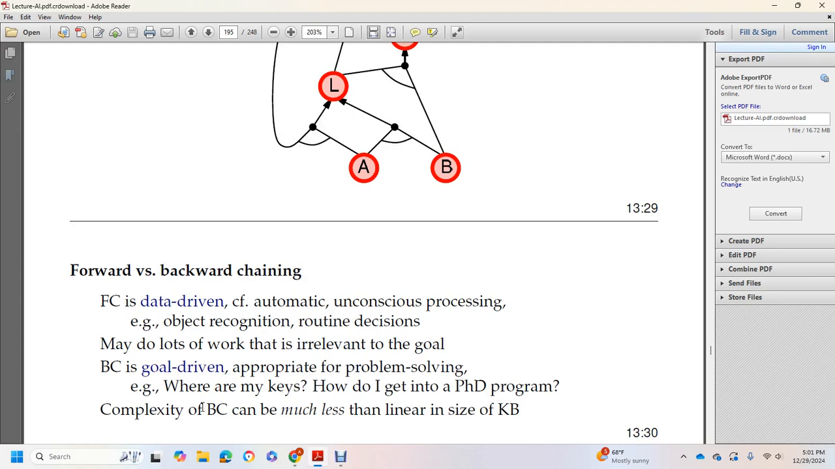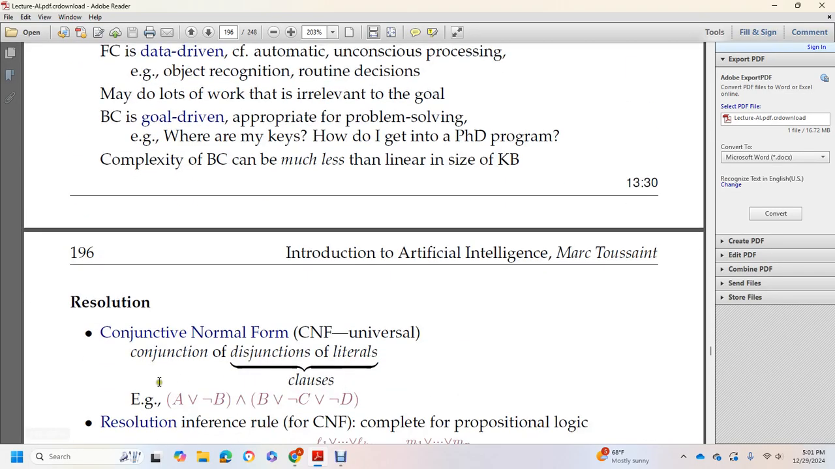Forward chaining is data-driven, for automatic, unconscious processing such as object recognition and routine decisions. It may do lots of work that is irrelevant to the goal. Backward chaining is goal-driven, appropriate for problem solving, for example answering a question. In many cases the complexity of backward chaining can be much less than linear in the size of the KB.